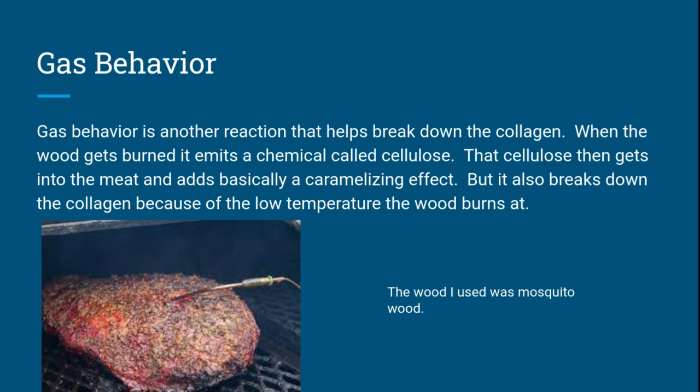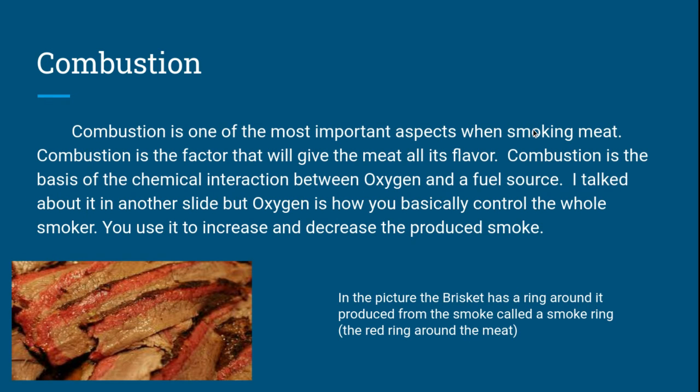Combustion. Combustion is one of the most important aspects when smoking meat. Combustion is the factor that will give the meat all its flavor. Combustion is the basis of the chemical interaction between oxygen and a fuel source. Justin talked about it in another slide, but oxygen is how you basically control the whole smoker. You use it to increase and decrease the produced smoke. The picture shows a red smoke ring that was produced by smoke, which indicated the name.